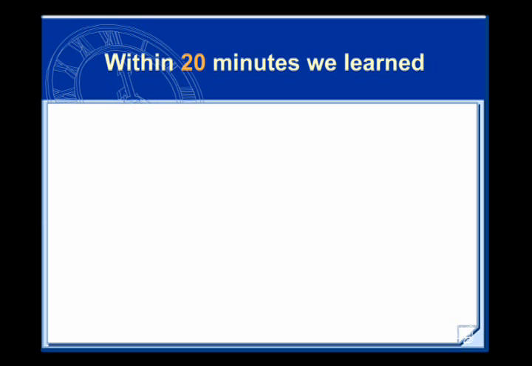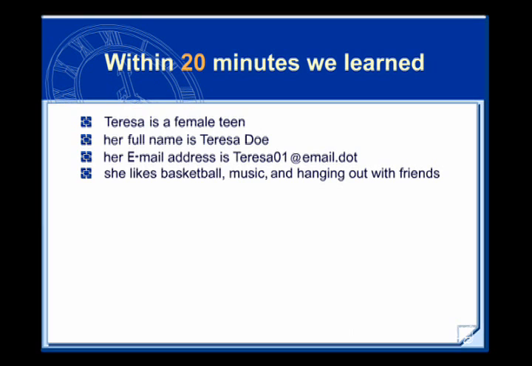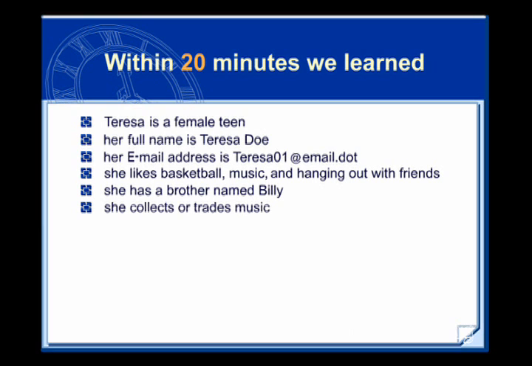Let's review what we've discovered about her in that short time. We know that she is a female teen. We know her full name is Teresa Doe. Her email address is teresa01@email. She likes basketball, music, and hanging out with friends. She has a brother named Billy. She collects or trades music. We know the full names of her mother, father, and brother.